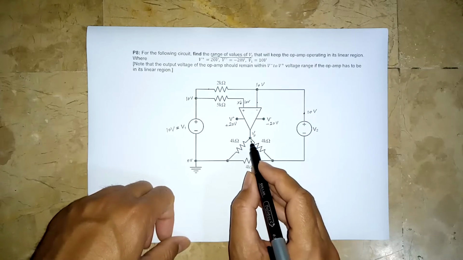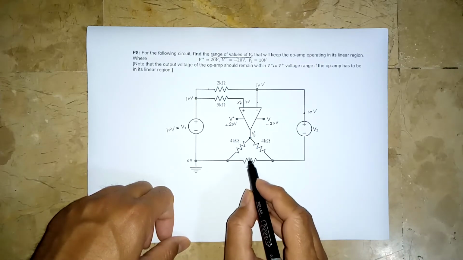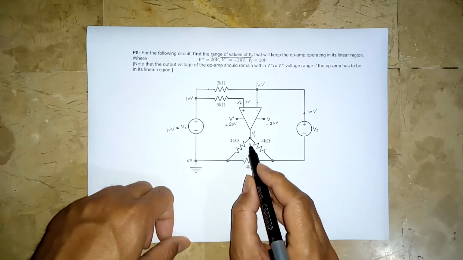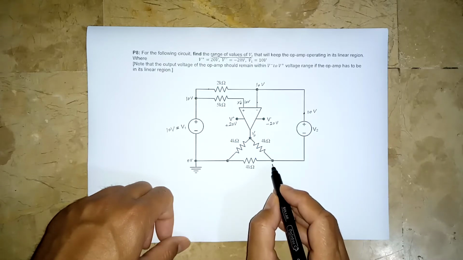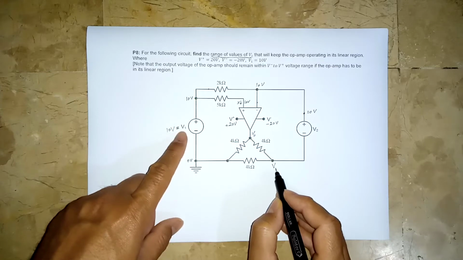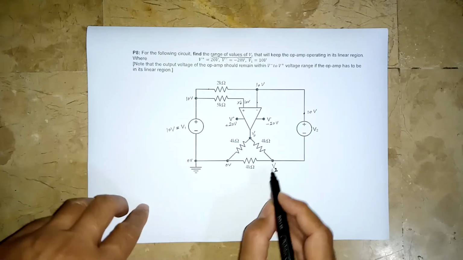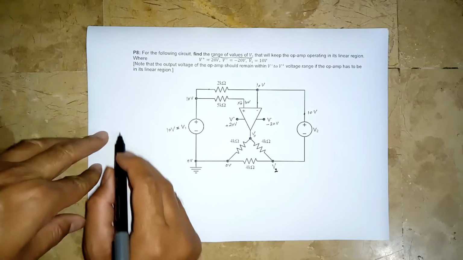Basically, if we want to resolve these, we can convert this delta into a Y configuration. But here, let me skip that for a moment. Let us label this as V1. So V1 was already there. Let us label it as V2. This is 0 volts, VO, this is V1. So let us come up with some equations.